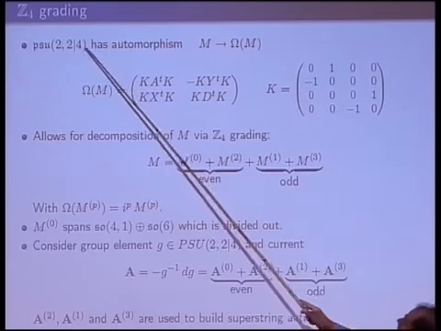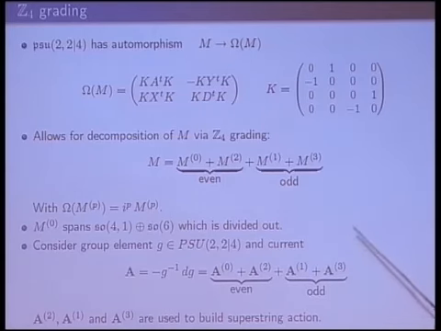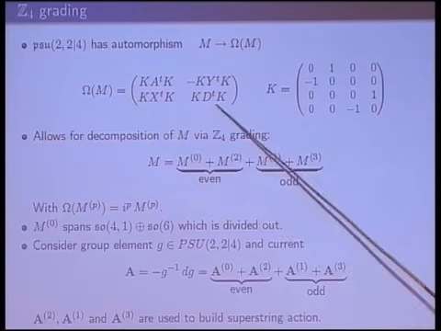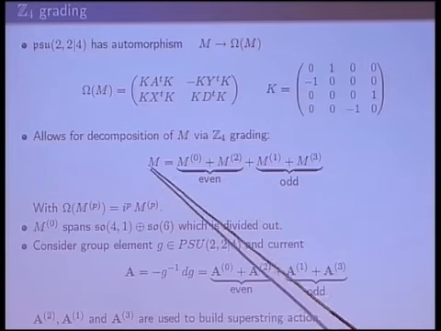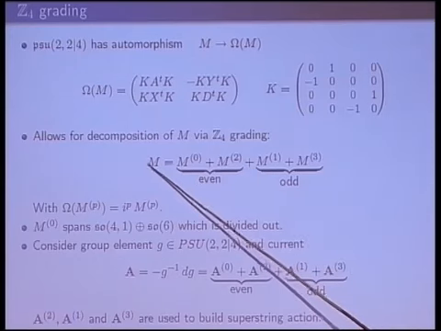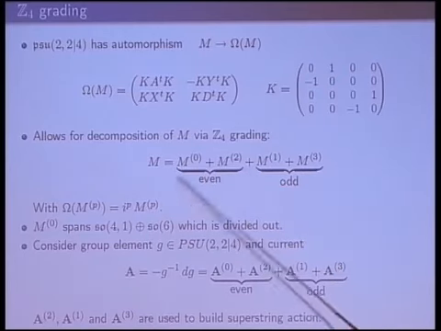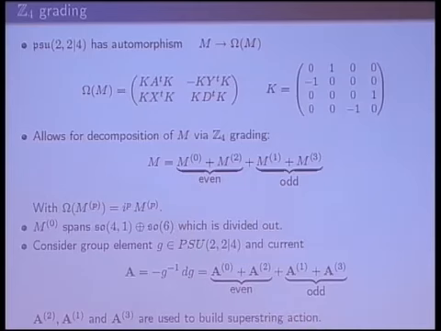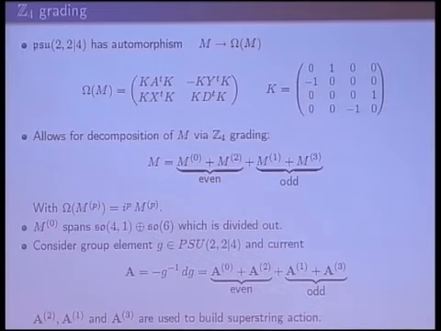This supergroup has a Z4 grading, which you see here in terms of this automorphism spelled out here. So omega of M acts as follows with a certain 4x4 matrix K, which allows for a Z4 grading of any element of PSU(2,2|4) into even and odd pieces 0, 2, 1, and 3, where these indices up here refer to the eigenvalue of this automorphism, spelled out here. And M0 exactly spans the SU(4,1) plus SO(5) piece which we want to divide out.